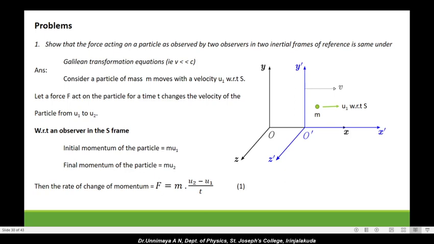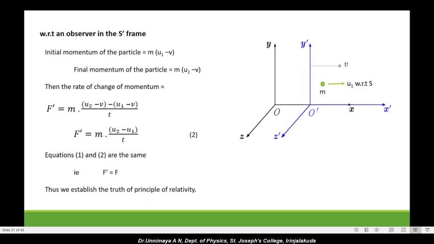This is the case for an observer in the S frame. Similarly, consider an observer in the S prime frame. So for that observer, with respect to an observer in the S prime frame, what is the initial momentum of the particle? Initial momentum of the particle becomes equal to m into (u1 minus v), since the particle moves with velocity u1 but the frame has a velocity v. So the initial momentum of the particle will be m into (u1 minus v).